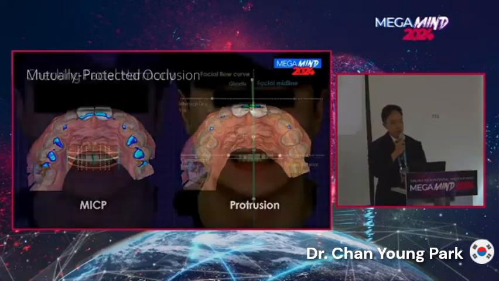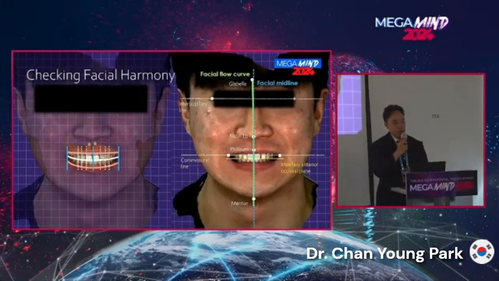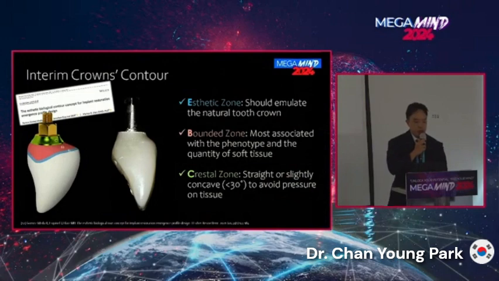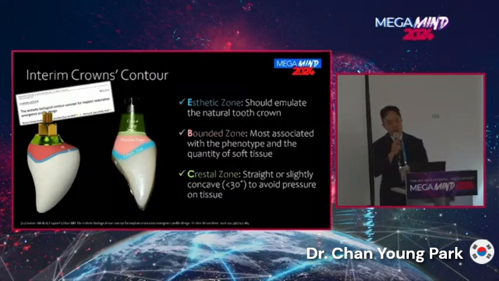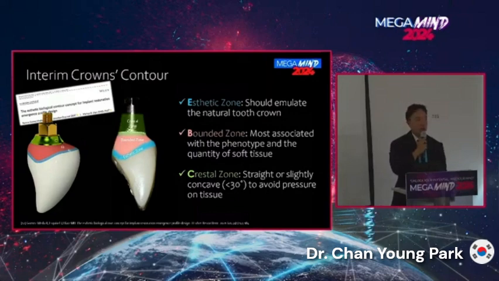And after double checking with the facial scan once again, the Interim crowns were fabricated, and it is important that the aesthetic zone of the crown should emulate the natural tooth crown shape, while the crestal zone should be concave enough to avoid excess pressure to prevent inflammation of the tissues.